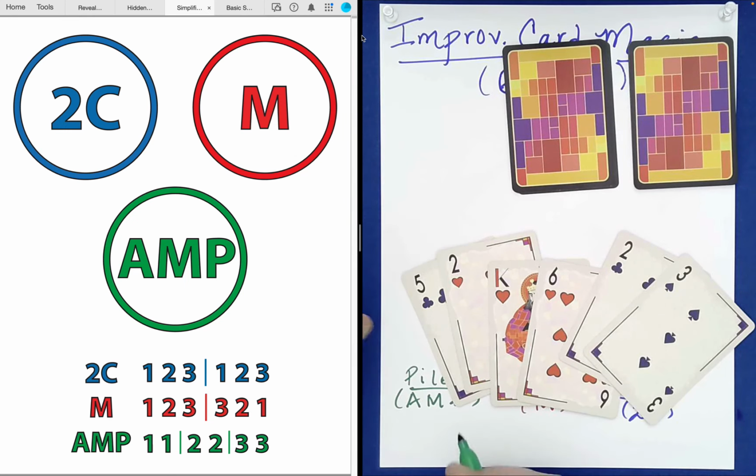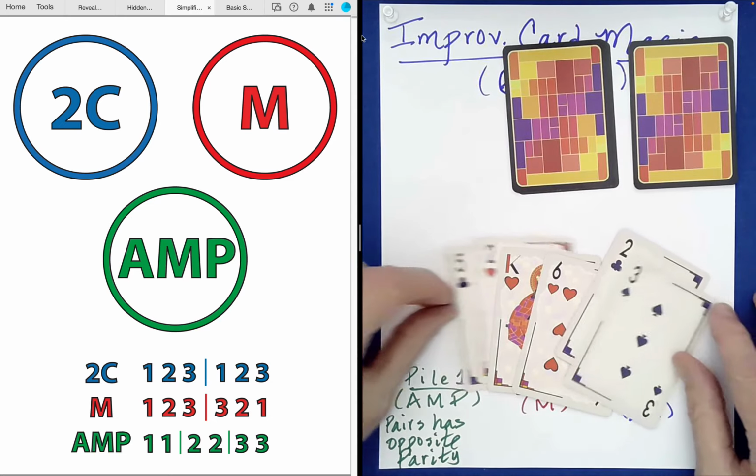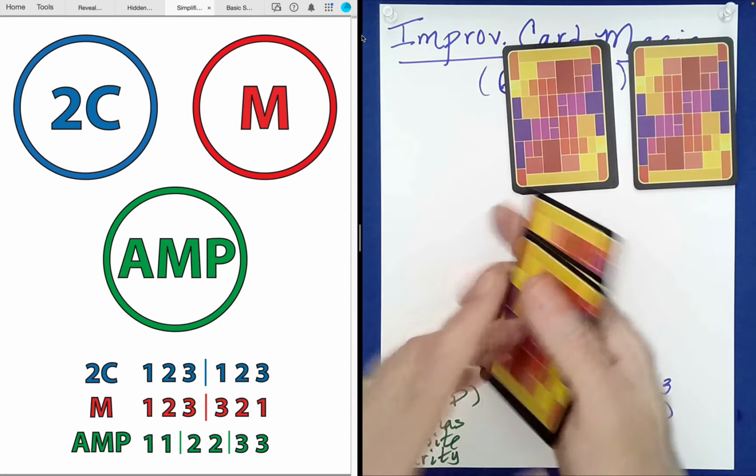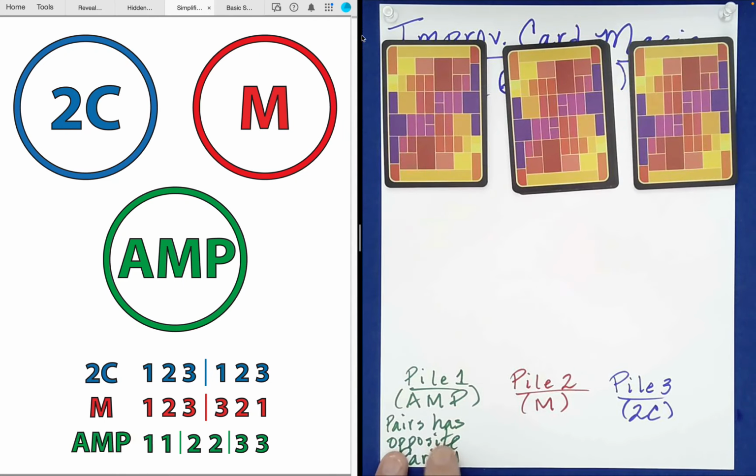So what I'm going to do is, we'll call this pile 1 in just a moment. And so we'll just say the pairs, in fact all of them, have opposite parity. That's just a statement regarding whether the card has an even value or an odd value. So opposite parity. Okay, so why don't we go ahead and declare this to be our, quote, first pile. We'll put it right there. And this is what we'll reveal in the end.